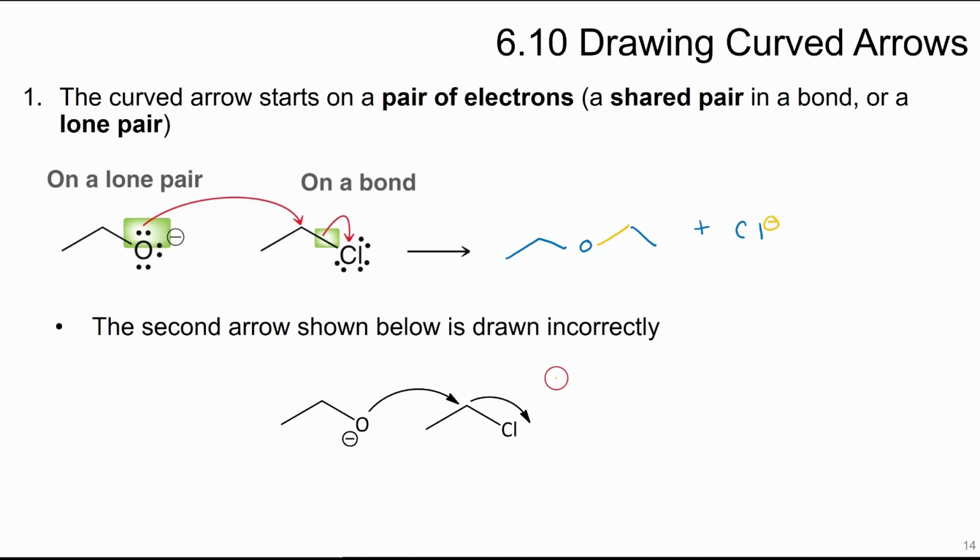The second arrow here is drawn incorrectly, and that is because we want to show the electrons going from here. So that's one part of it that is wrong. So this attack is fine, but this arrow should be between the bond. So it should come from here, not there.